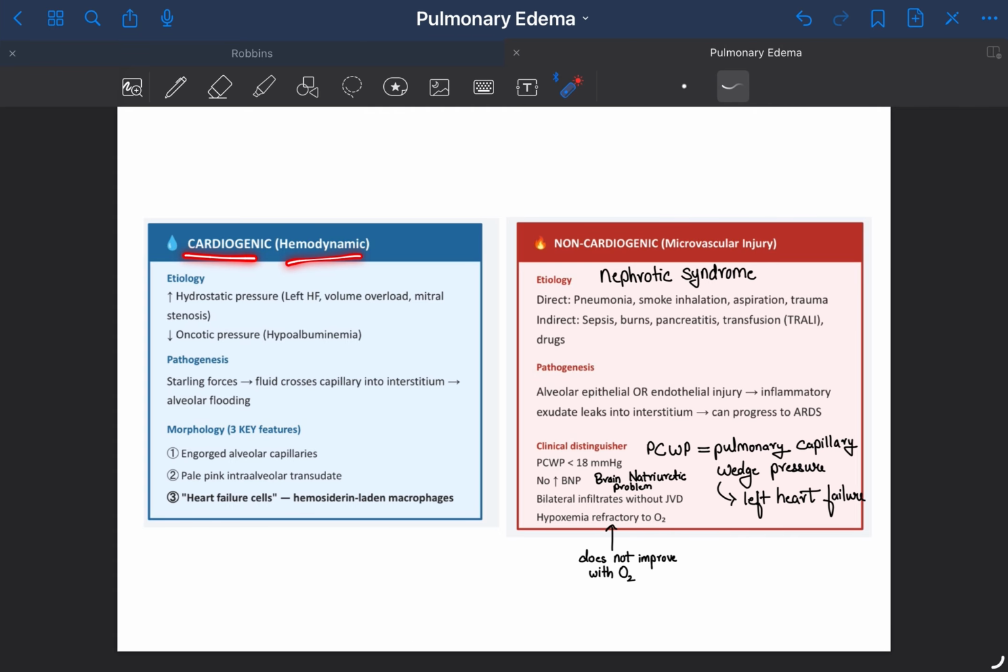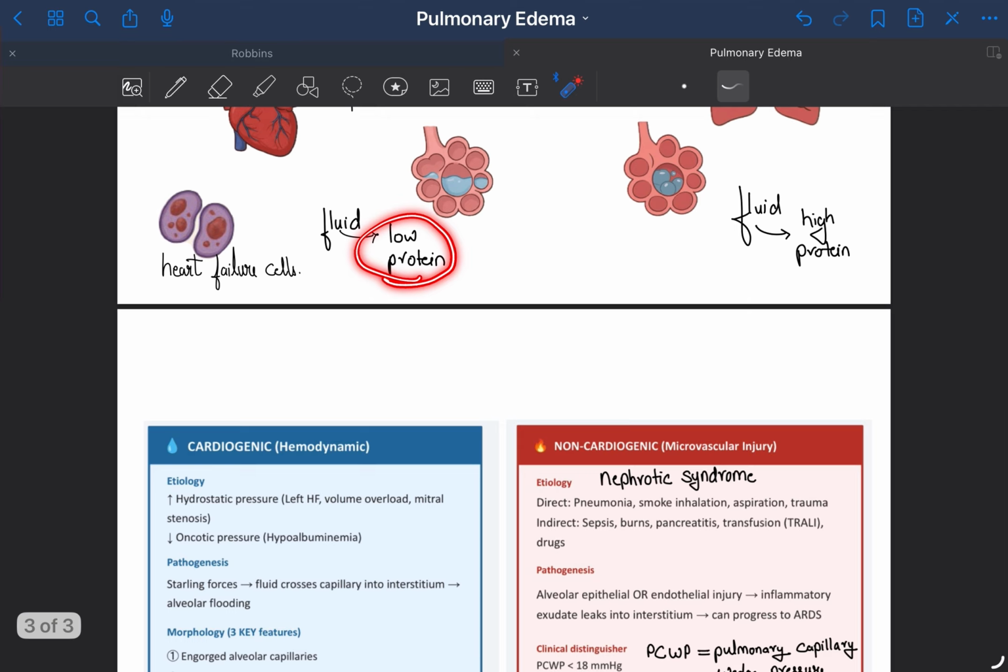Cardiogenic is a hemodynamic issue. Non-cardiogenic is a microvascular injury because of that, because there is inflammation. Okay, let's understand it. So, etiology: there is increased hydrostatic pressure, left heart failure, volume overload, mitral stenosis. There's a decrease in oncotic pressure because the fluid has low protein.